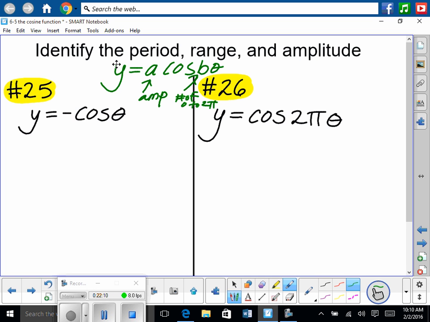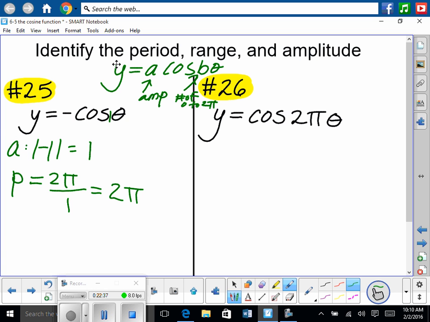All right, number 25. So first of all, find the period and amplitude. Amplitude's the easiest. So my amplitude is the absolute value of -1, which is 1. My period: remember that period's equation is 2 pi over b. What's our b value? 1. So what's our period? 2 pi. Does everybody see how I'm doing this? My b value was 1, right? So I just plugged it in.